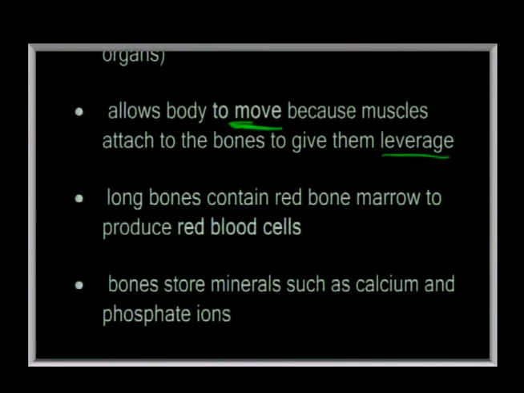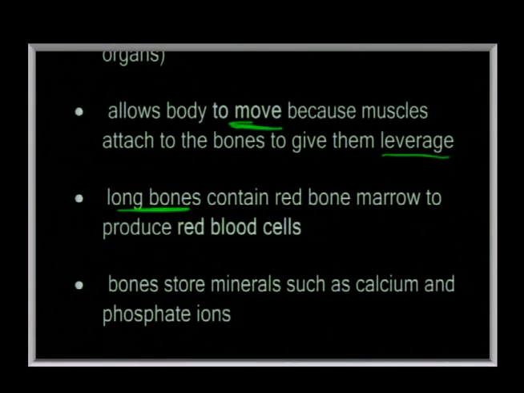Here's one I didn't bring your attention to: our long bones contain red bone marrow. Now, you will have studied in grade 10 about red blood cells and white blood cells, and where are they produced? They're produced in the long bone. So you've got the femur, which runs from your hip to your knee. You've got your humerus, another long bone. In there we have red bone marrow, and what that red bone marrow does is it produces the blood cells.